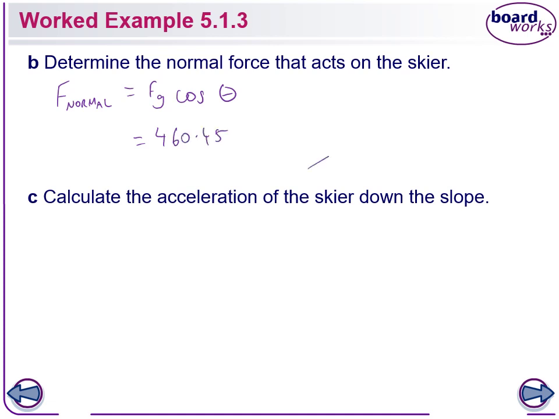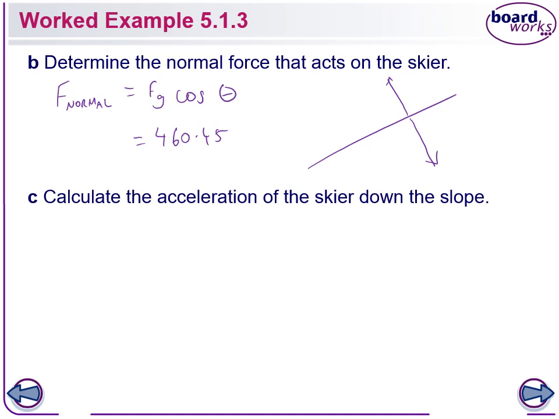Okay, so if we look at our slope diagram, our normal force is like that, and the gravitational force perpendicular is like that. So those two must be equal, because otherwise our skier would accelerate in one of those two directions, which we know they're not doing. All right, and again, that's from that diagram on the previous slide. It gives you the normal force.